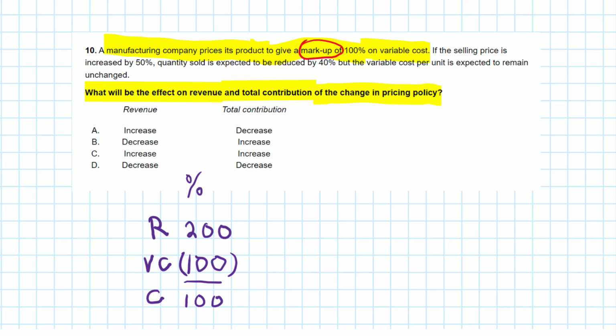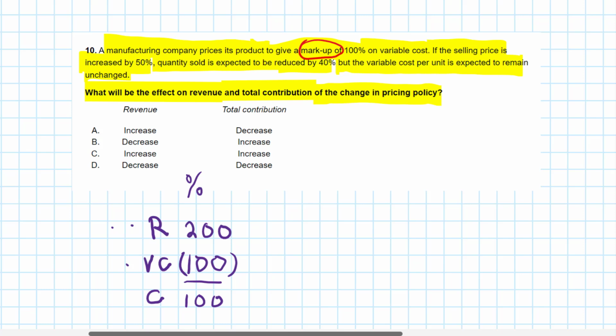Let's continue reading. If the selling price is increased by 50%, so a 50% increase in the price would affect the revenue line, and the quantity sold drops by 40%, well, that would affect total variable cost and total revenue, because remember, variable cost, as the name suggests, is variable depending on activity level. Now they tell us that the actual cost per unit does not change. Only the activity level will change. So we can now simulate that.